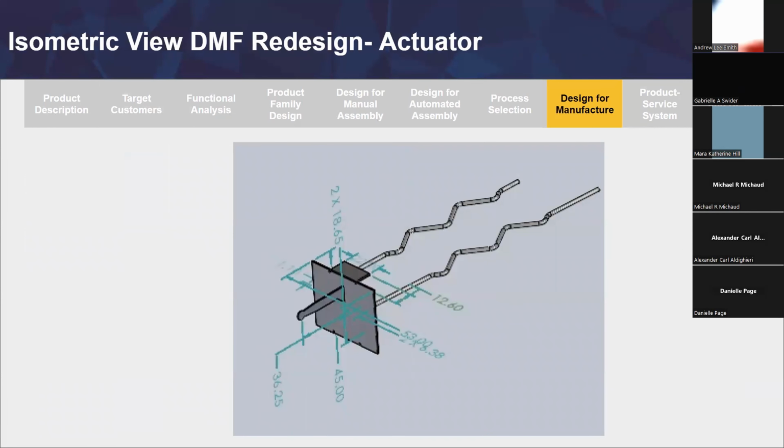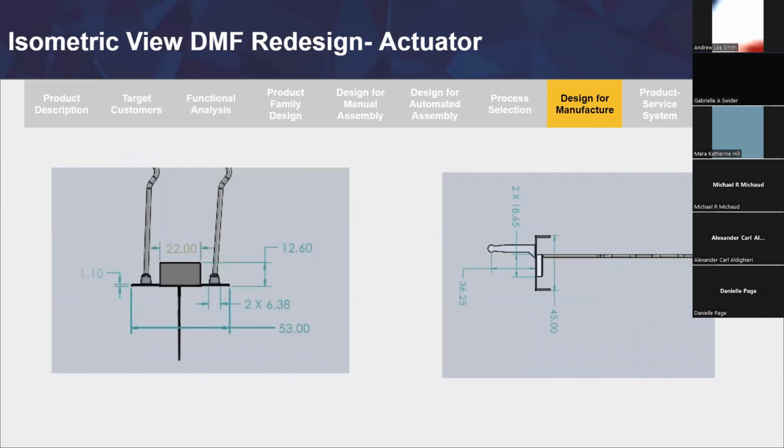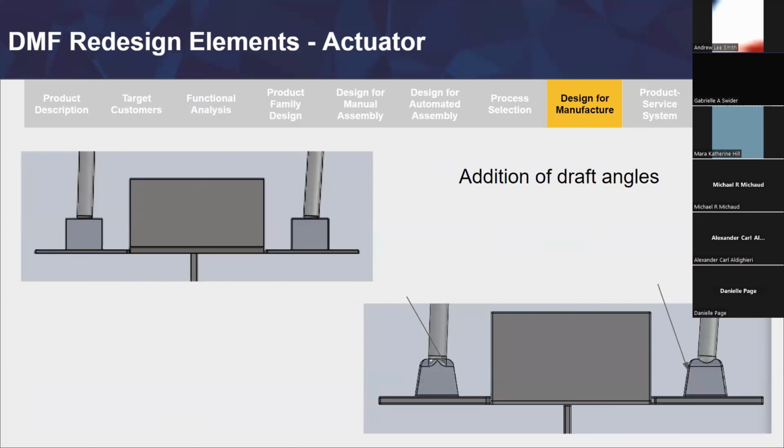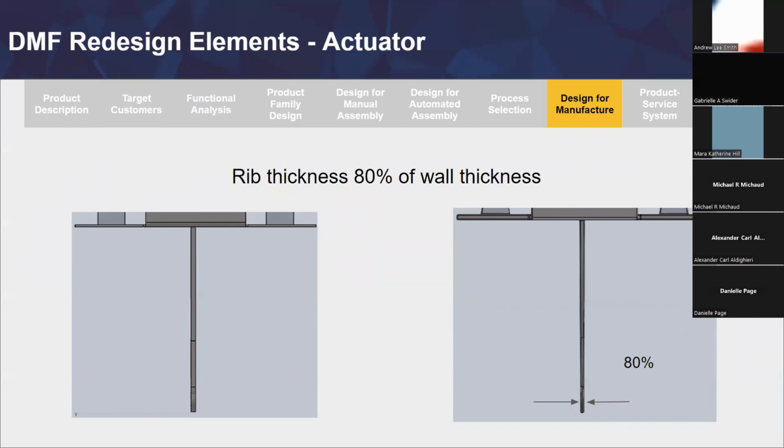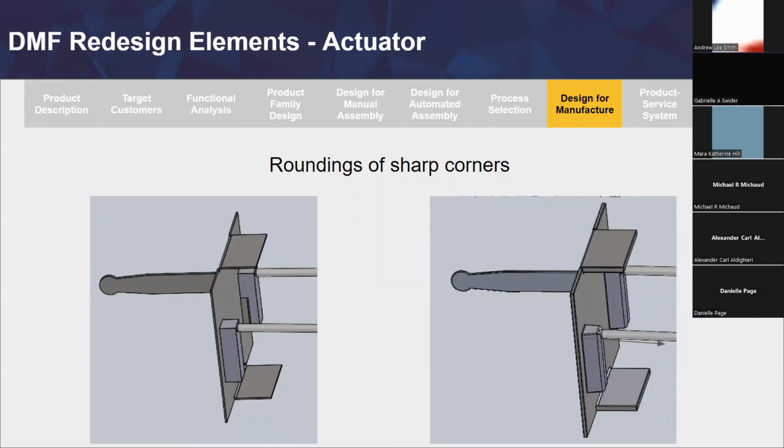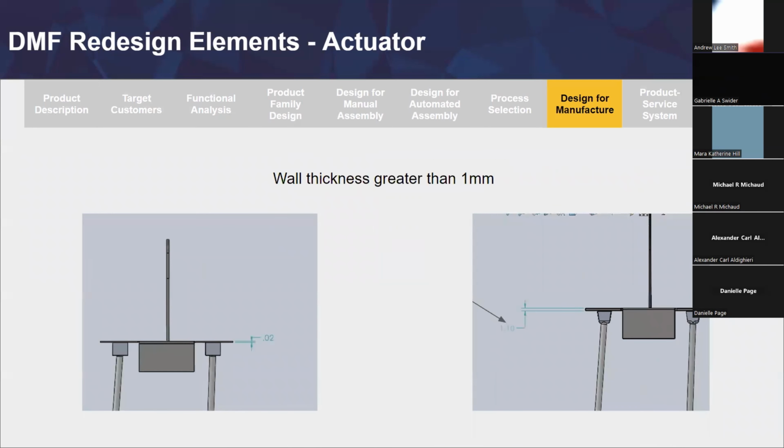Here's an isometric view of the DfM redesigned actuator and additional 2D views to help you better understand the dimensions. For the redesign, we added draft angles to the actuator in order to make removal from the die easier. We also decreased the rib thickness to 80% of the wall thickness as specified in the DfM, and rounded the edges to provide more strength and not have weak corners.